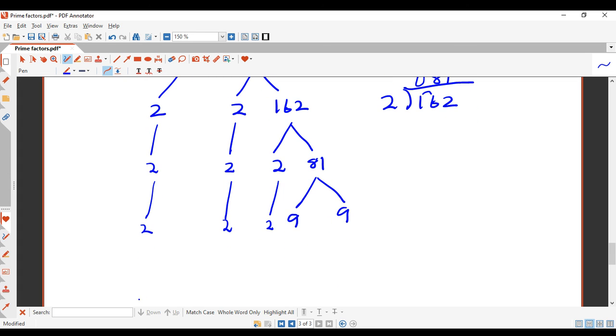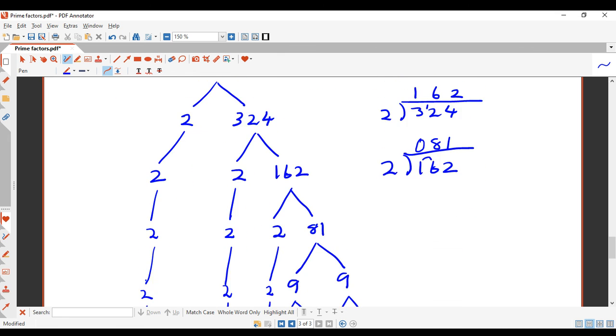Now, the 2 9's, I can split them up, can't I? So this will be 3 times 3. And this will be 3 times 3. The other 2's come down. There we go. So, my number, 648.